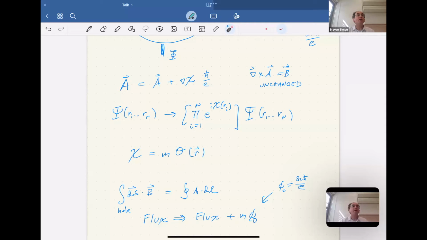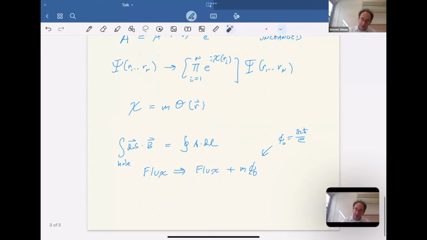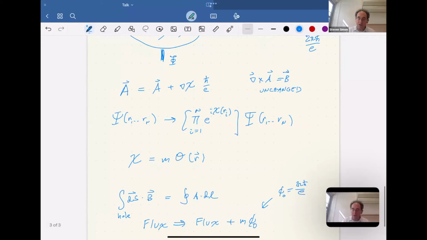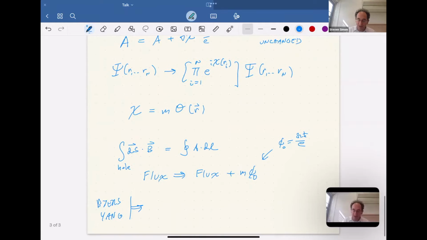Okay, so the statement of the Byers-Yang theorem is that this is just a gauge transformation. This insertion of a flux quantum through the center is just a gauge transformation.